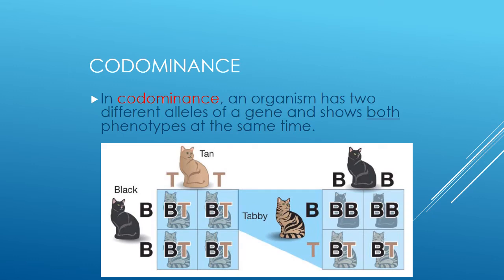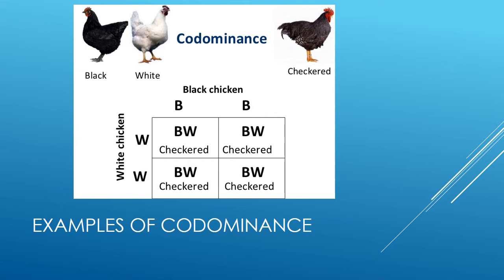So here's an example. If you have a black cat crossing with a tan cat, you'll get a cat that has both black hair and brown hair all together, and you get that sort of tabby color. All right? And it occurs with chickens. If you get a black and a white chicken together, you'll get both black and white feathers appearing checkered in the individual. So that's kind of cool.